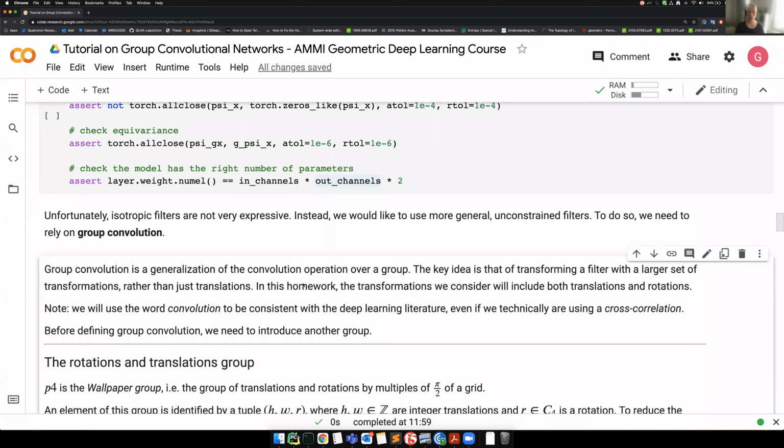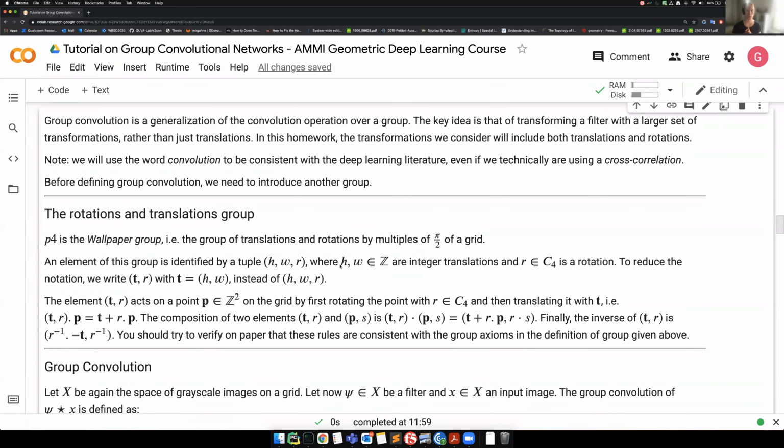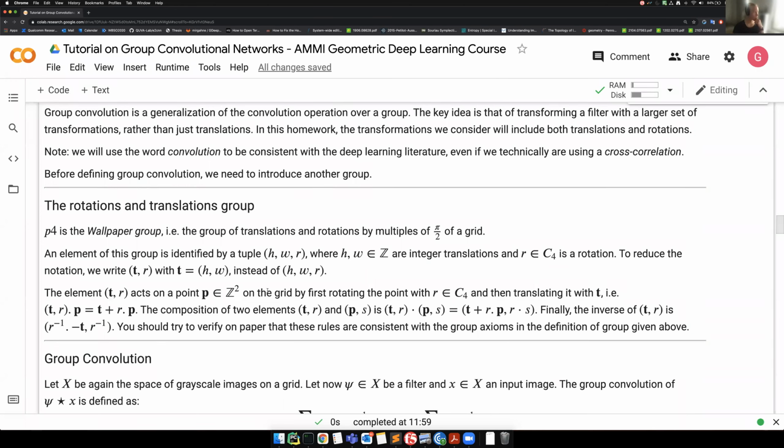So we actually go a bit more in detail, deep in the group theory. The concept of a group convolution, we have seen that yesterday in the labs, in the seminar. I think you have probably also seen it in the lessons, but we're gonna go through that in this notebook again. Before that, I want to introduce you to another group, which is the group of not only rotations, but of rotations and translations. We call this group the P4 group, or the wallpaper group, which is a group of translations of your grid and rotations by multiples of 90 degrees.